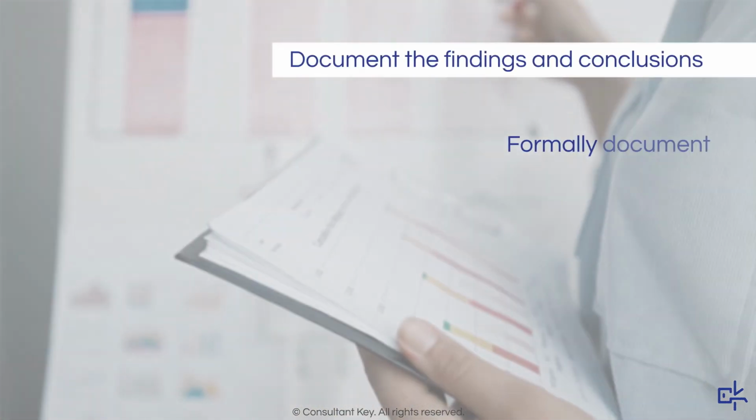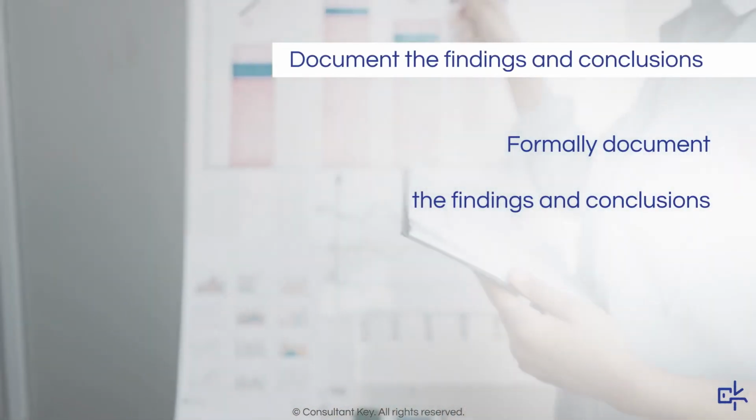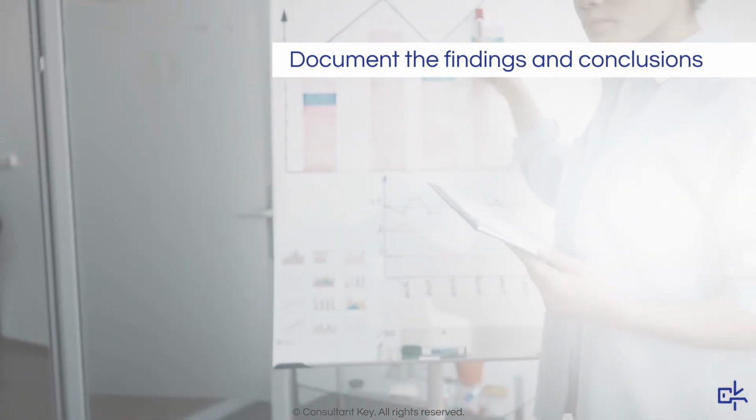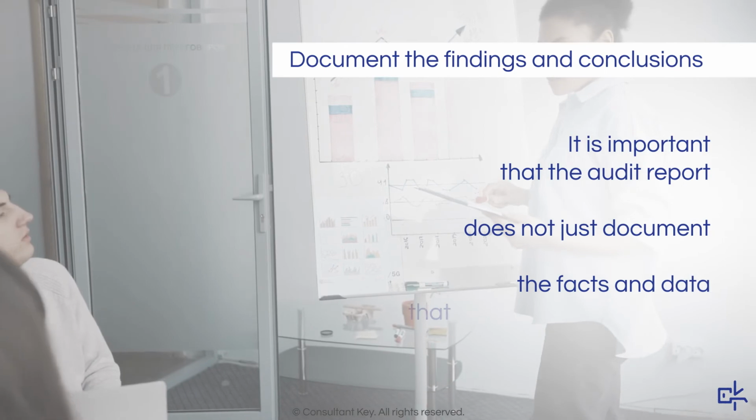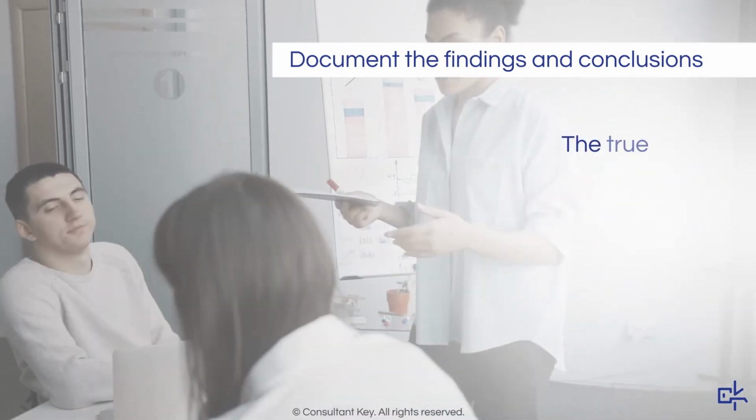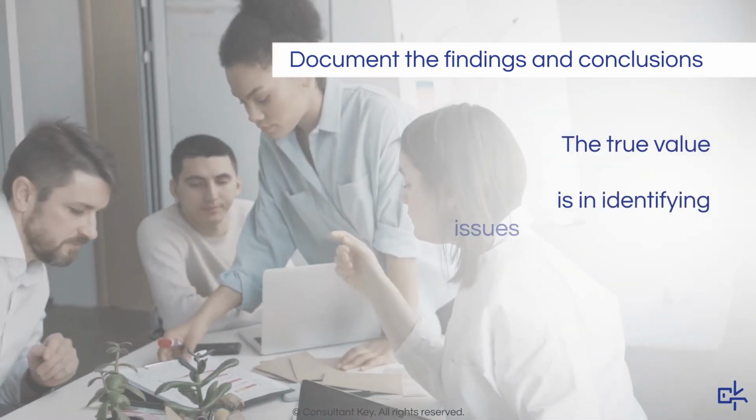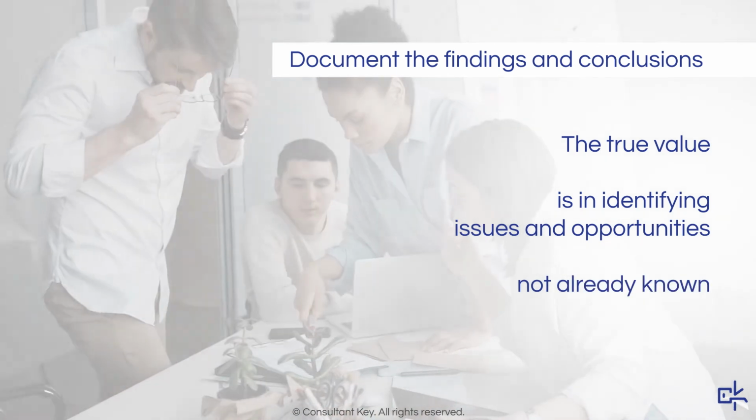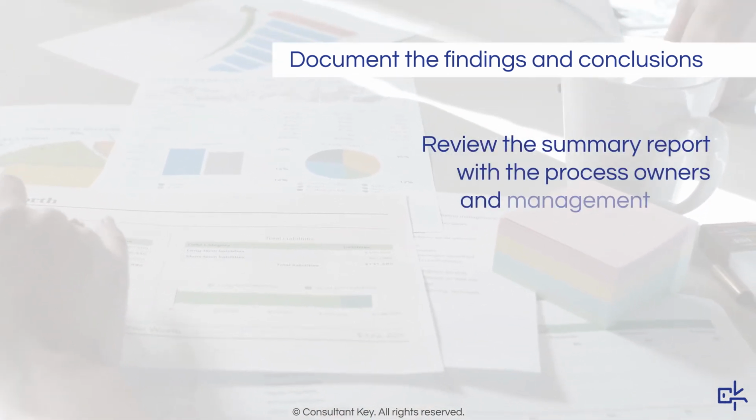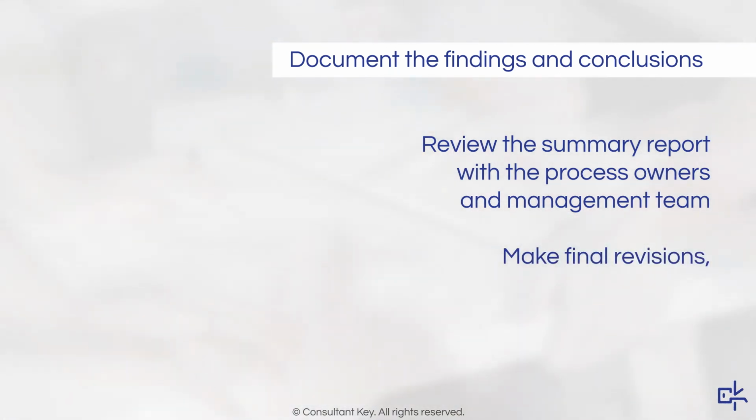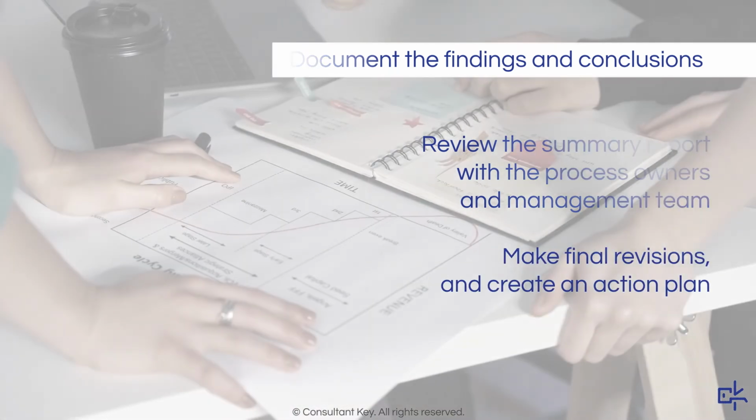Next, formally document the findings and conclusions as part of the summary report. It's important that the audit report doesn't just document the facts and data that managers already know. The true value is in identifying issues and opportunities not already known. Review the summary report with the process owners and management team, make final revisions, and create an action plan.